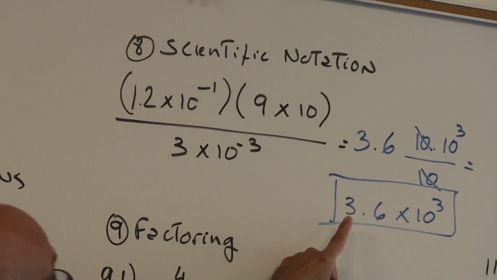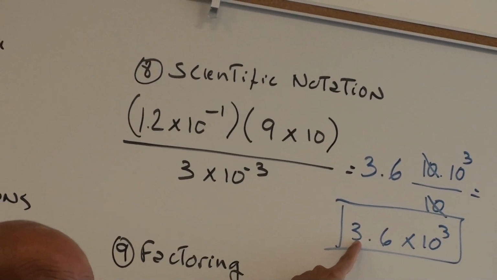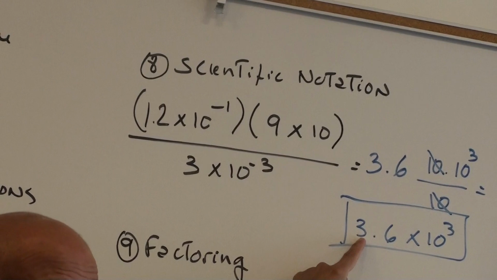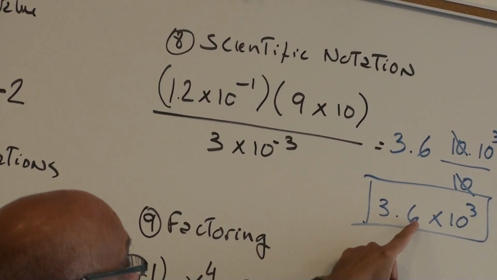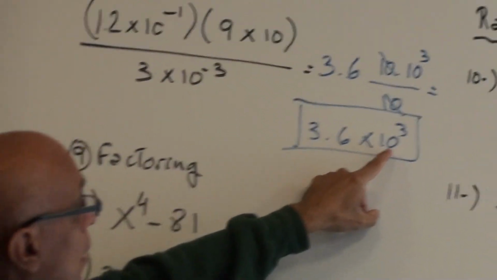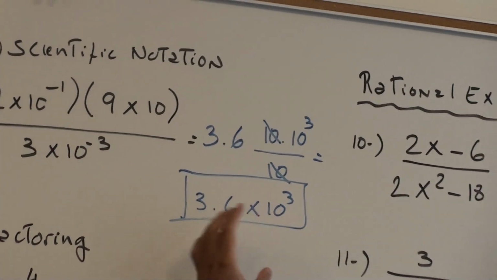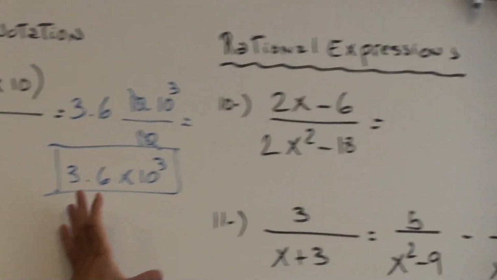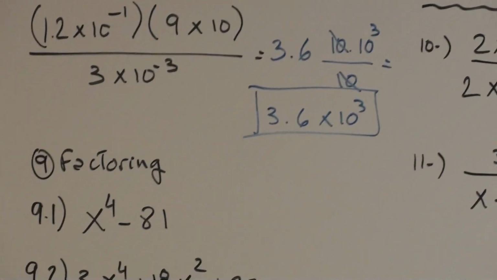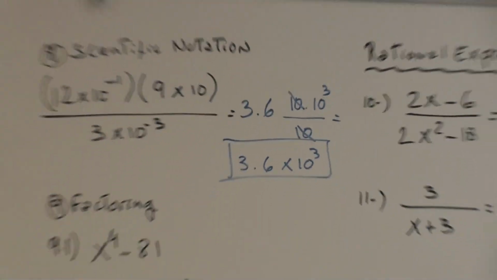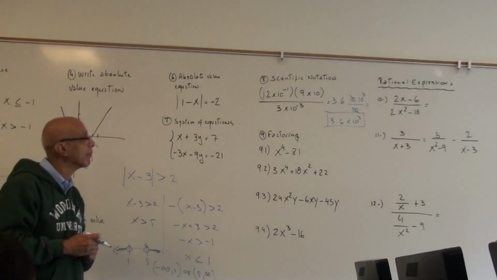With scientific notation, you always have to put a number here other than 0, cannot be 0, any number different than 0, then the decimal point, another number, times 10 to the exponent. The exponent could be positive or negative, but this is the format of scientific notation. Okay, any questions about this? All right.